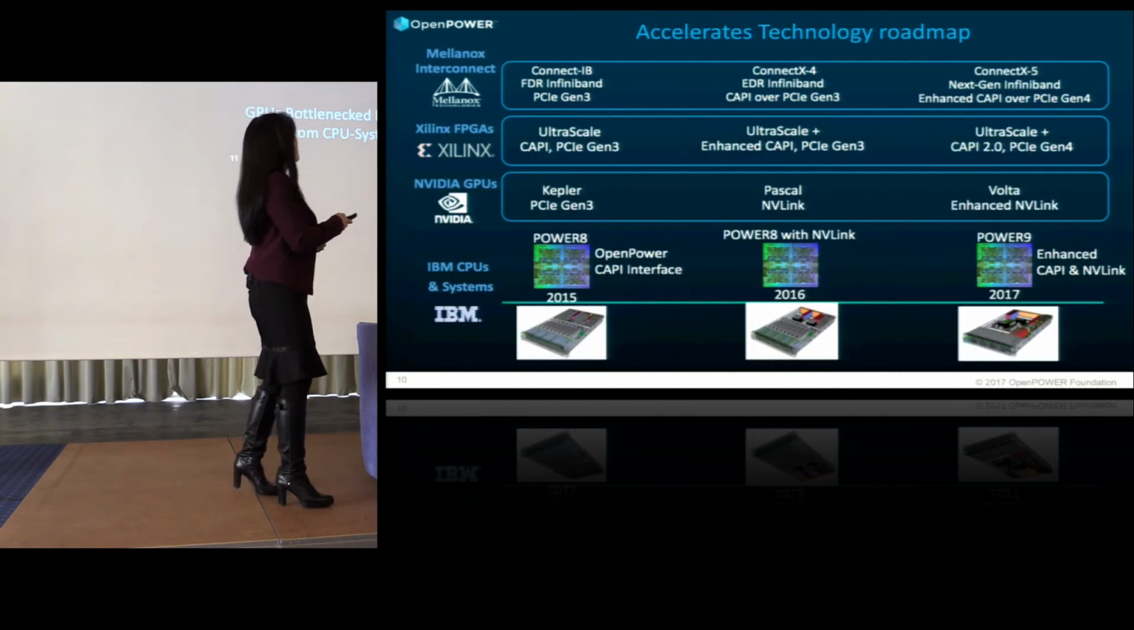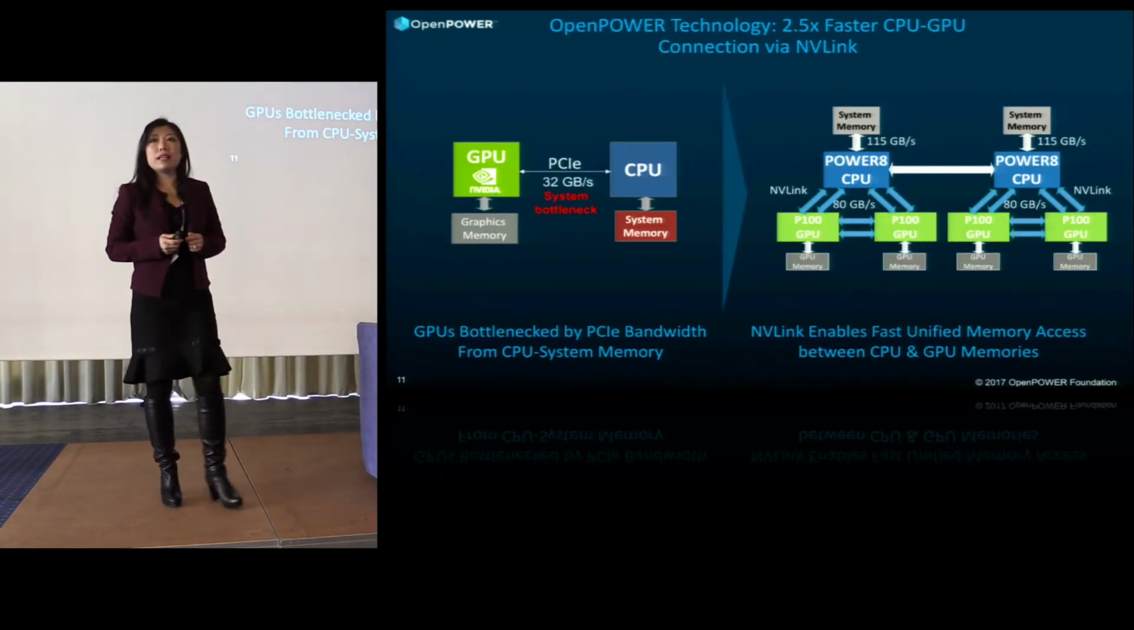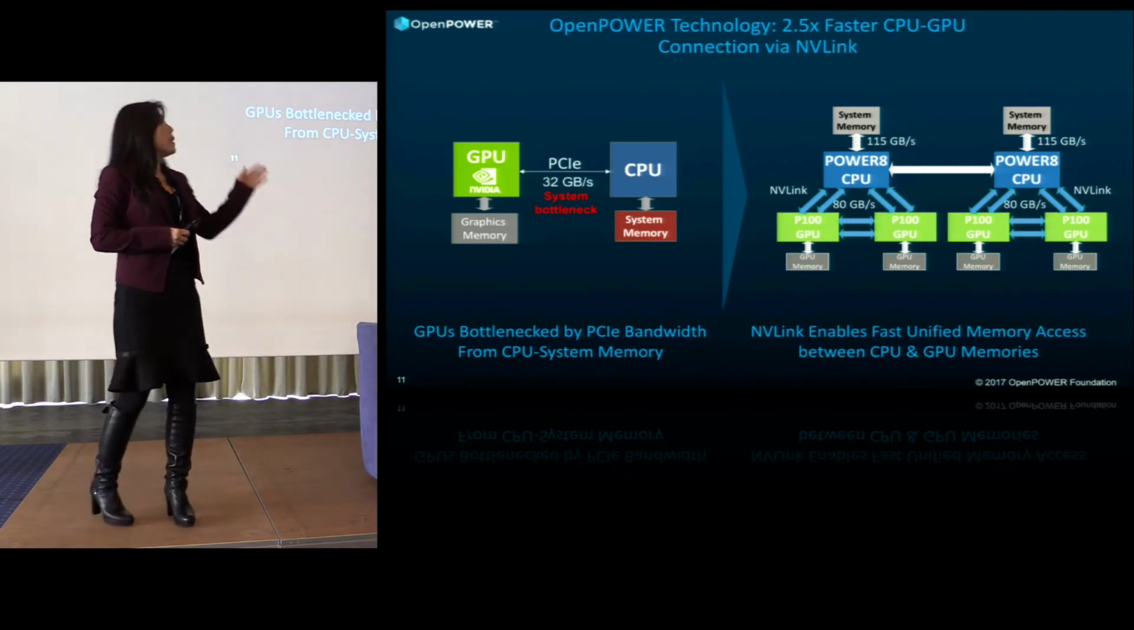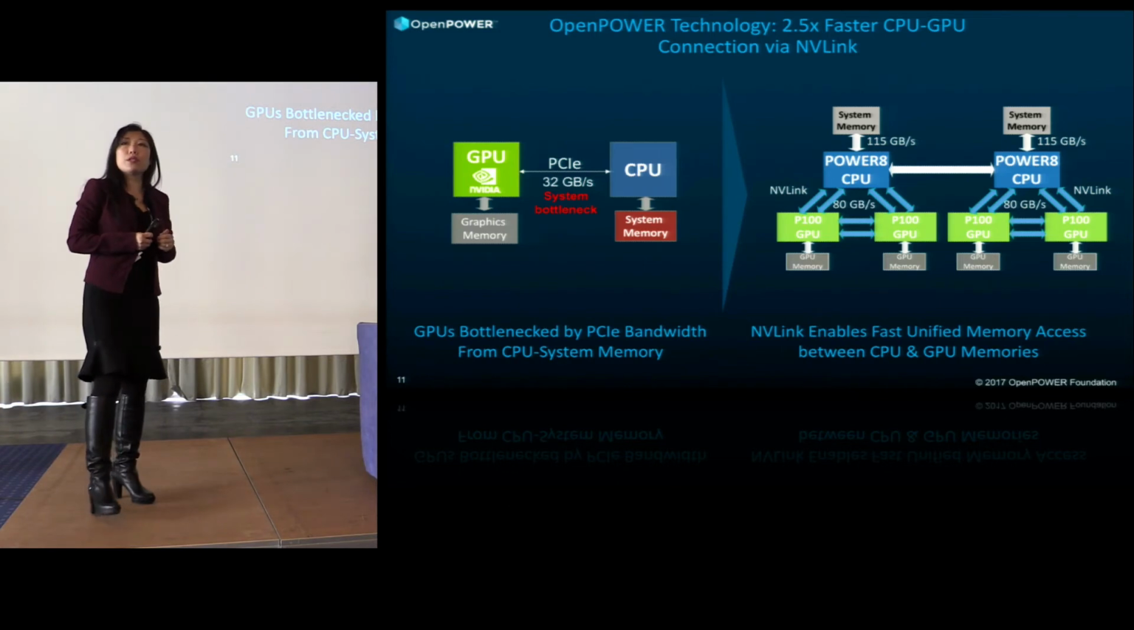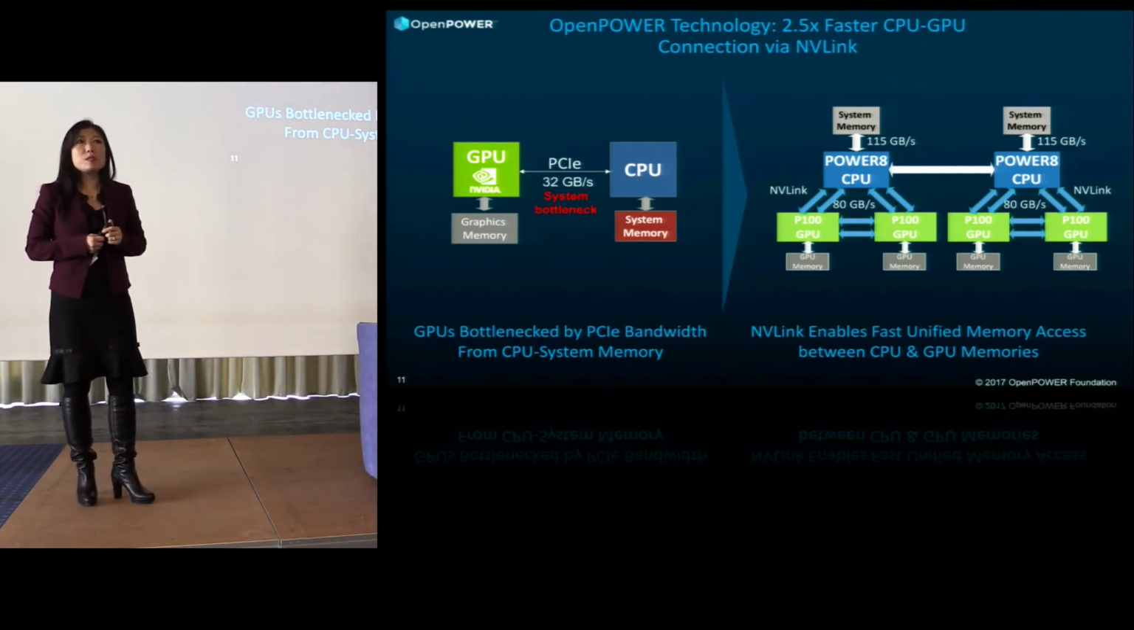Now, specifically, let's talk about NVLink. As you can see, PCIe connecting GPU to CPU only delivers 32 gigabytes per second of speed.